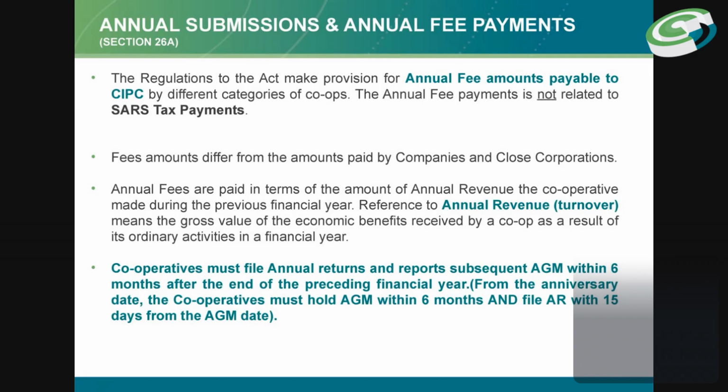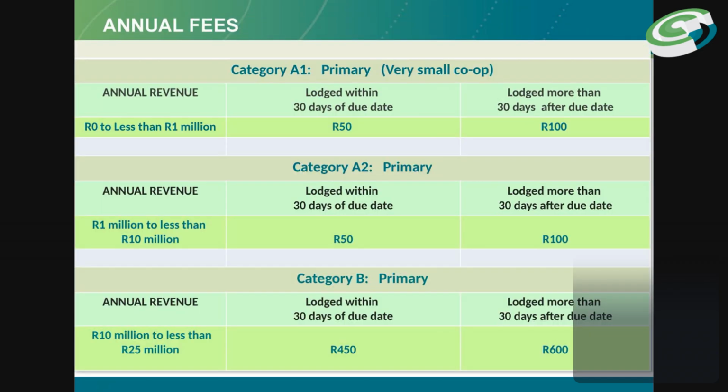Cooperatives must file annual returns and report subsequent to their annual general meeting within 6 months after the end of the preceding financial year, that is from the anniversary date. The cooperative must hold their annual general meeting. Then within that 6 months, the cooperative must file their annual returns with CIPC.